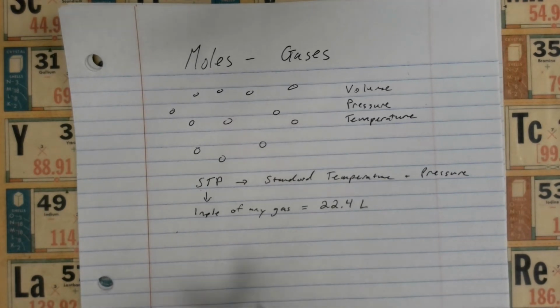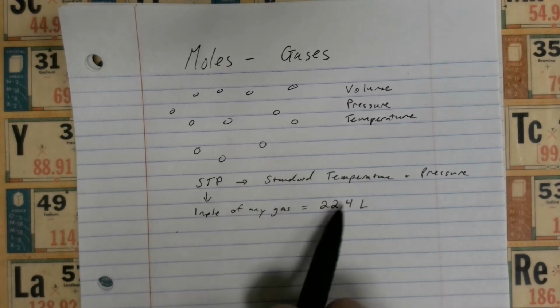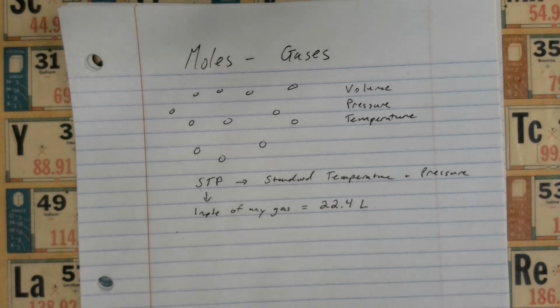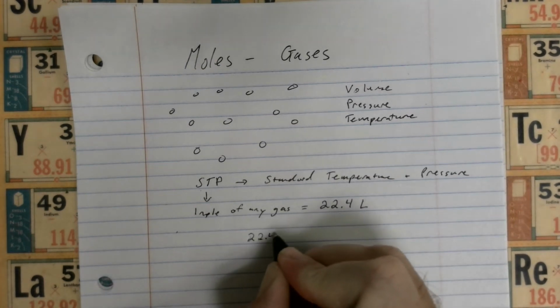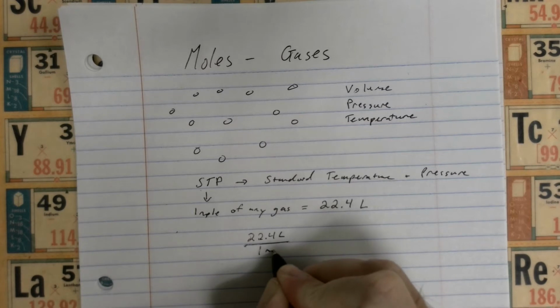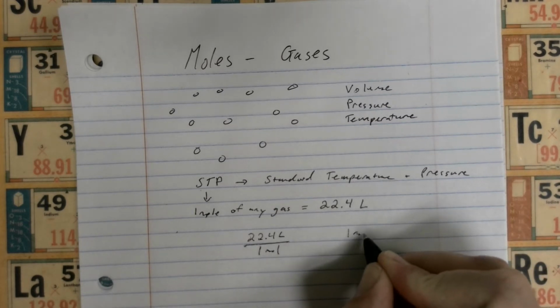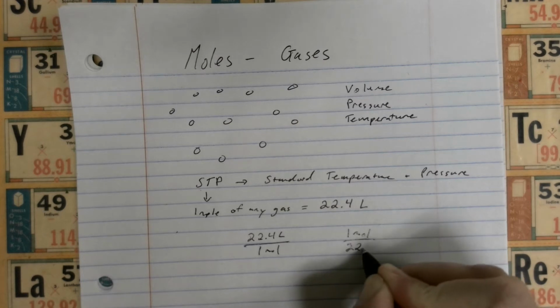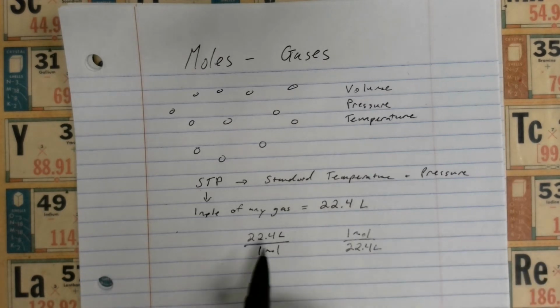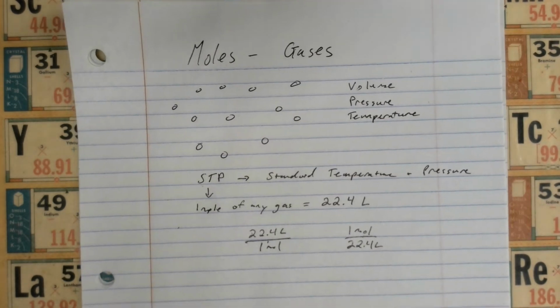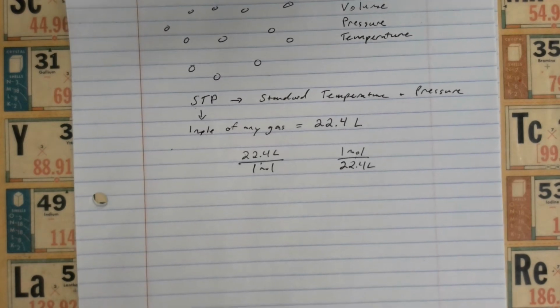So in order to go from moles to liters or liters to moles at STP, you use this in your conversions. You would either do 22.4 liters over 1 mole, or depending on which way you're going, 1 mole over 22.4 liters. This would be if you're going from moles to liters. This would be if you're going from liters to moles. Okay. Now, what happens if you're not at STP?